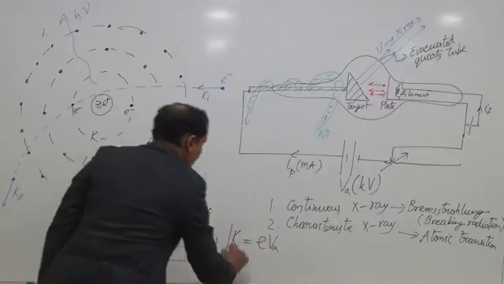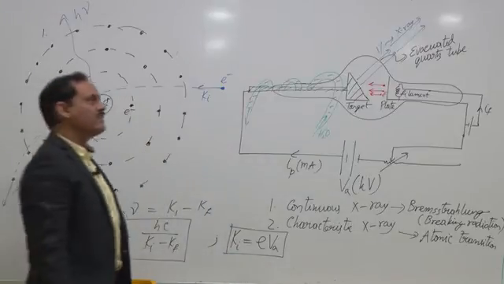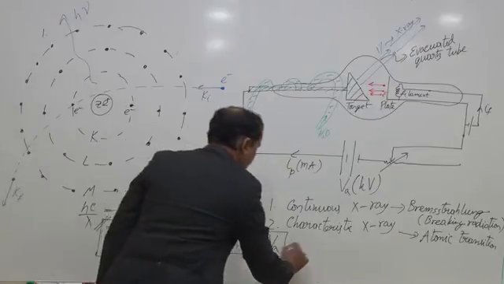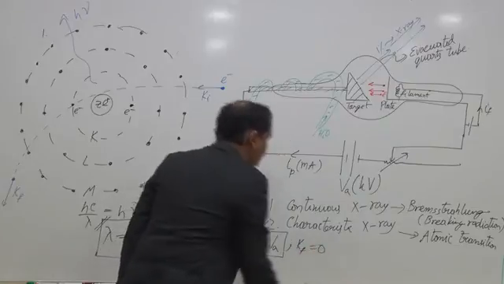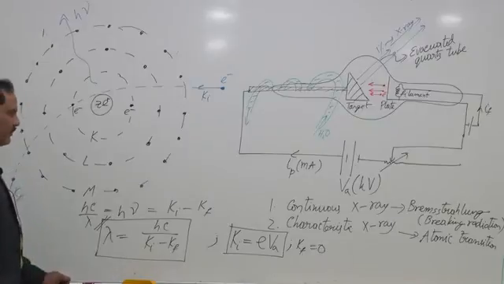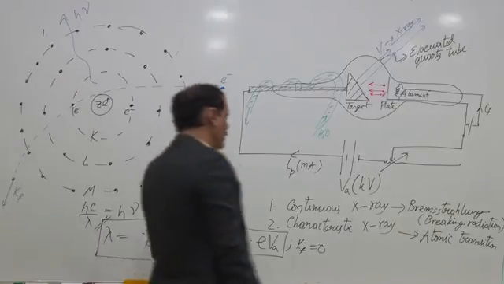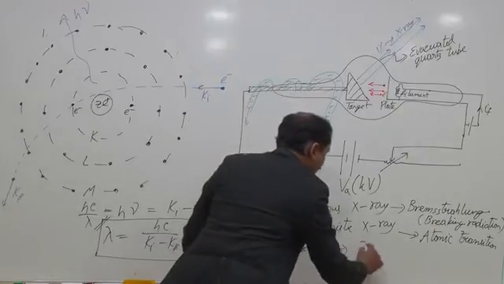This is the initial kinetic energy. And if the electron loses its entire kinetic energy in the very first collision, then Kf will become 0. So the lost energy will be maximum. If lost energy is maximum, wavelength will be minimum. That minimum wavelength is called threshold wavelength.